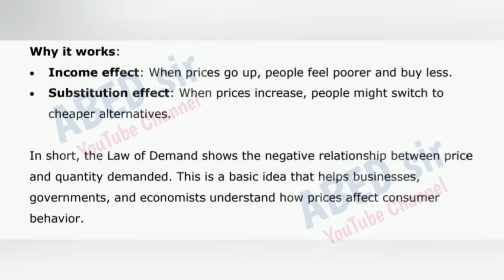Why it works? Income effect: when prices go up, people feel poorer and buy less. Substitution effect: when prices increase, people might switch to cheaper alternatives. In short, the law of demand shows the negative relationship between price and quantity demanded. This is a basic idea that helps businesses, governments, and economists understand how prices affect consumer behavior.